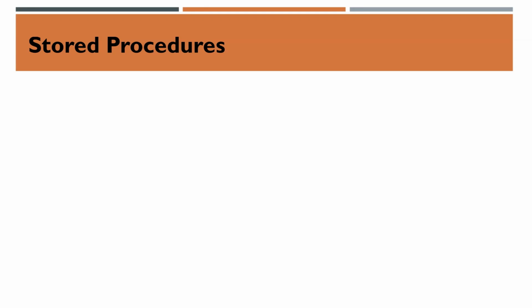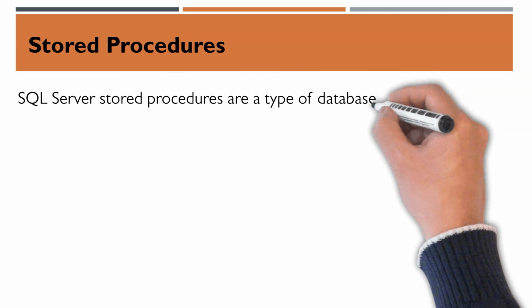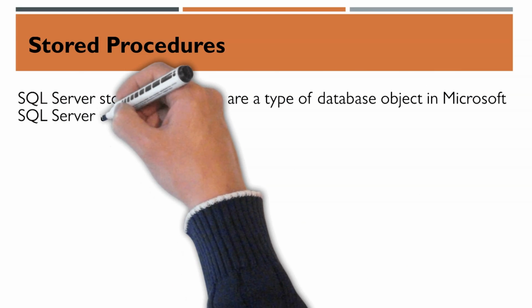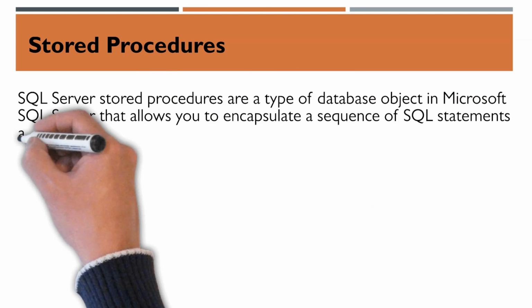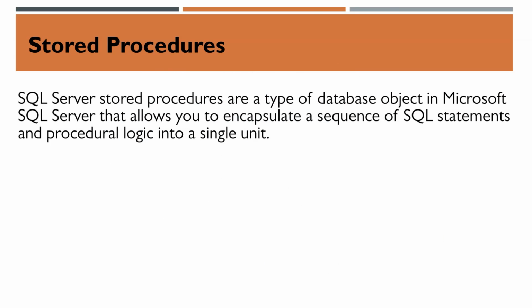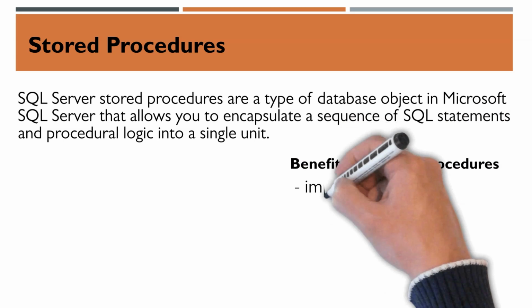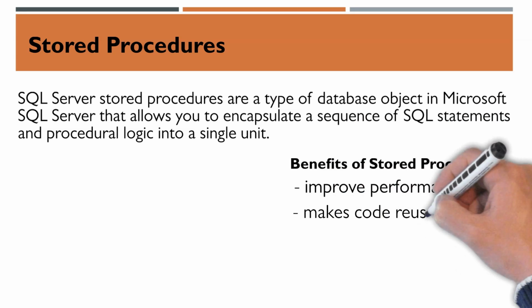In this lecture, we're going to be taking a look at stored procedures. Stored procedures are a type of database object in Microsoft SQL Server that allows you to encapsulate a sequence of SQL statements and procedural logic into a single unit. They are pre-compiled and stored in the database, which can improve performance by reducing network traffic and enhancing code reuse.